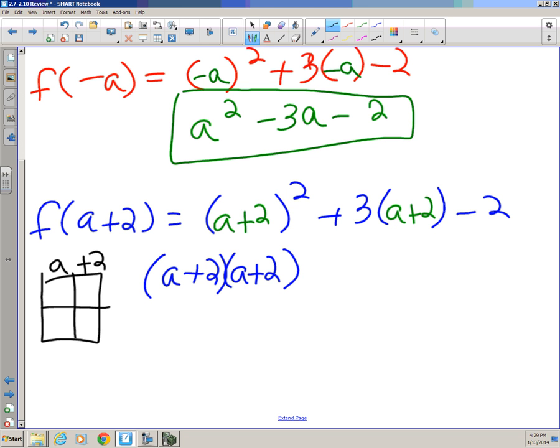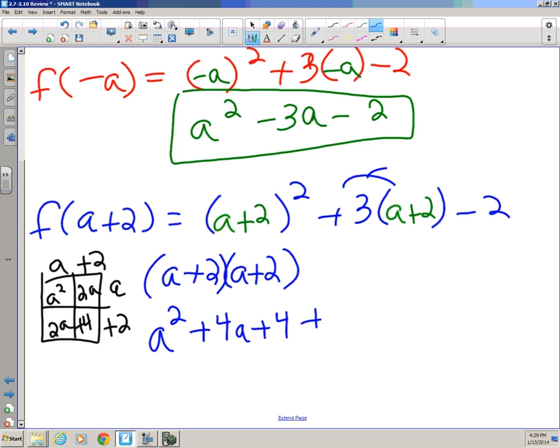Here's a, here's positive 2, here's a, here's positive 2. This box is a squared. This box is 2a. This box is 2a. This box is 4. So a plus 2 times a plus 2 is a squared plus 4a plus 4, plus, distribute, 3a plus 6 minus 2.